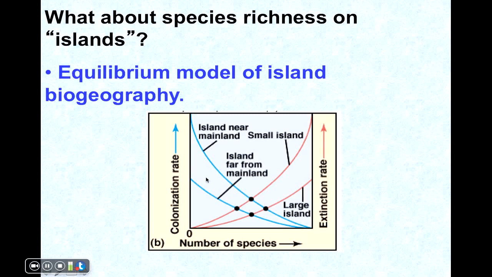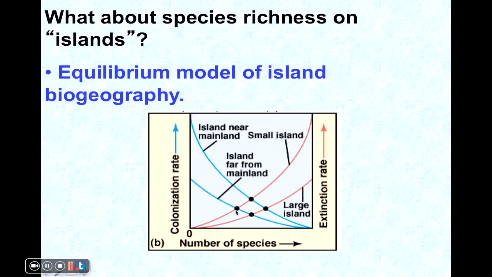So take a look at the image here. What this is illustrating is a few concepts. So first of all, if we look at the blue lines here, what these represent is how close an island is to a mainland. The idea is the closer an island is to a mainland, the more likely it is that new species will colonize that island. So this top blue line, that's an island near the mainland. This lower blue line, of course, that's one farther away. The red lines indicate extinction rates. The idea is smaller islands are going to tend to have higher extinction rates than larger islands.